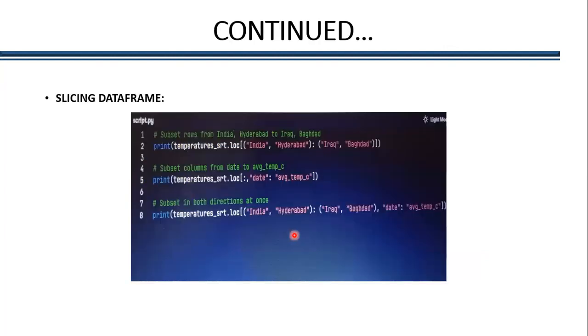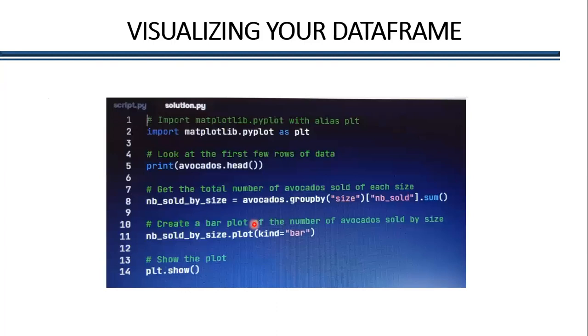Now, how to slice the data frame? For this, we use the data frame, and we use loc, and then we use it to slice. These are different: India to Hyderabad and Iraq to Baghdad. And here, another slicing is date and average temperature. And if we want to slice both again, then this is slicing together.